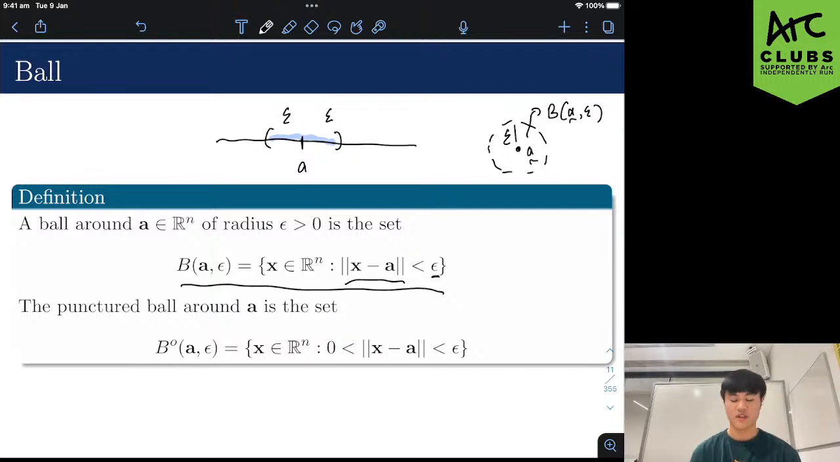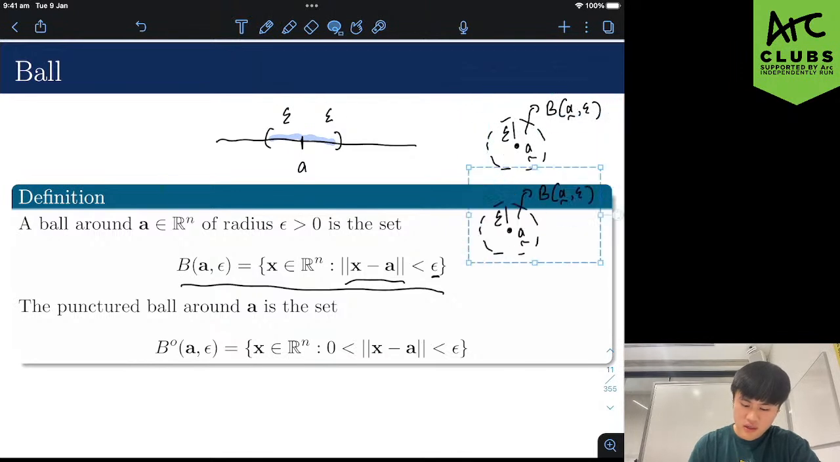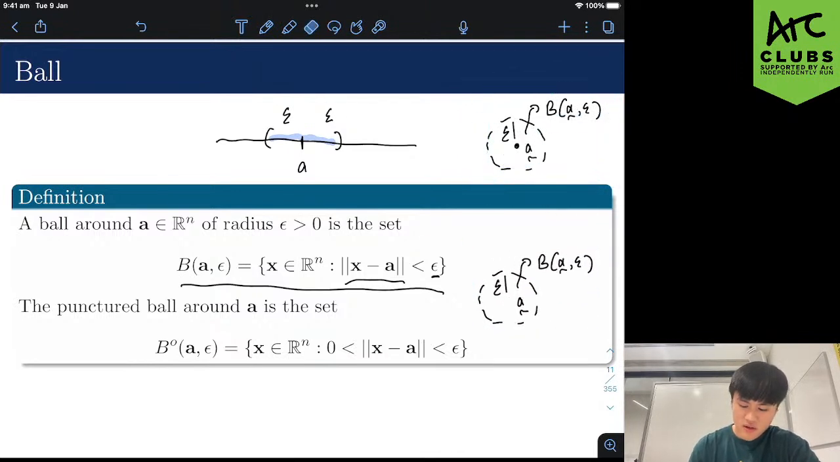Punctured ball is essentially the exact same thing. The only difference, however, is just that the point A itself is not included, so it's an open circle for the punctured ball, which kind of makes logical sense, and it's given by this. So that last inequality there gives us that A is not included. Alright, so that's a ball.